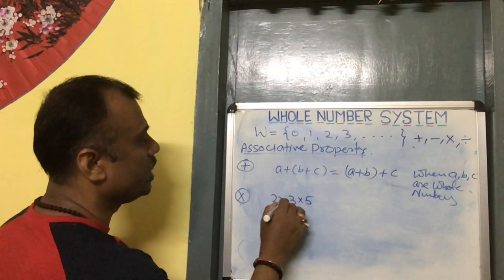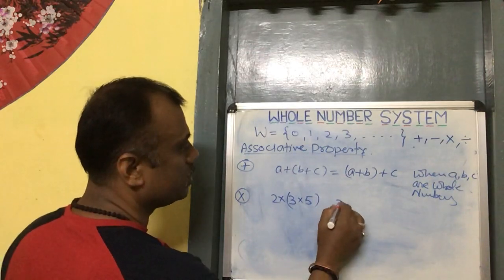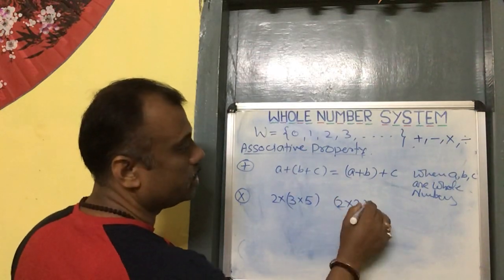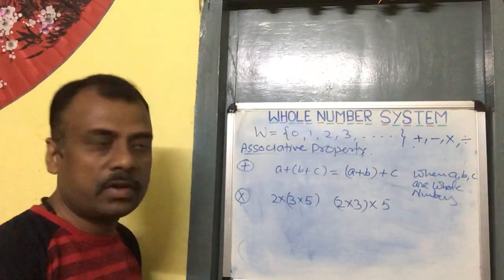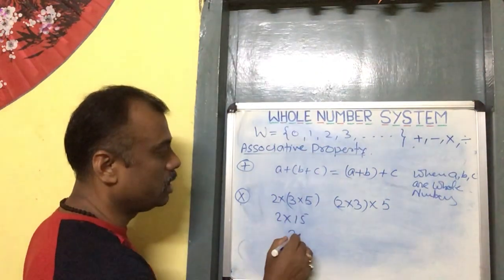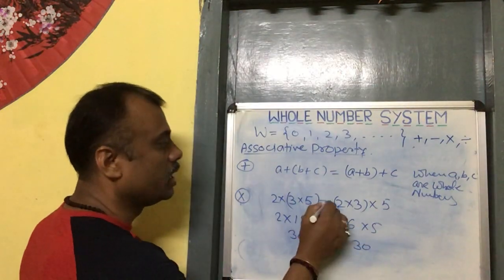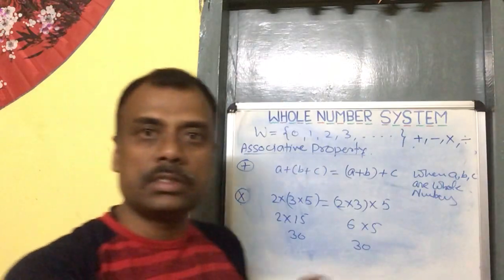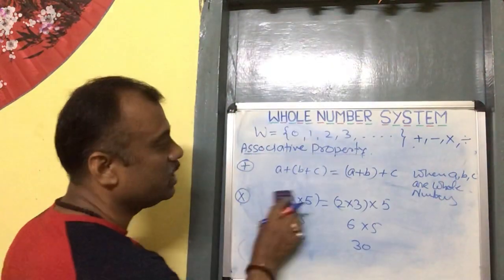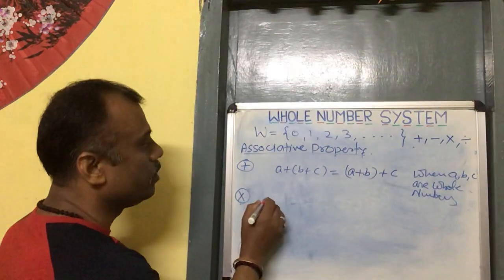I am going to multiply first these two groups, and second 2 into 3 into 5. So here you will get 2 into 3, 6, into 5, 30. Here you will get 6 into 5. Again you are getting 30. It means in both ways it is true. So we can say that the whole number system is associative under multiplication.